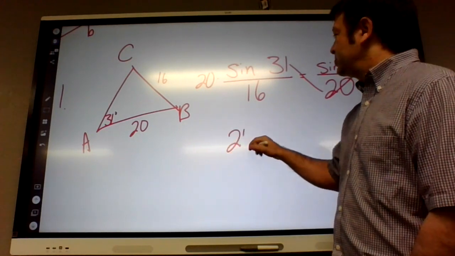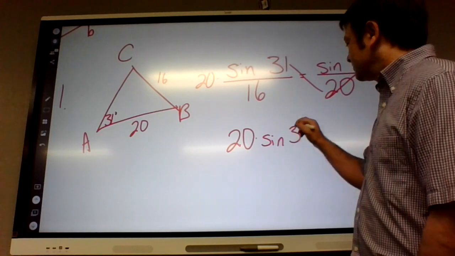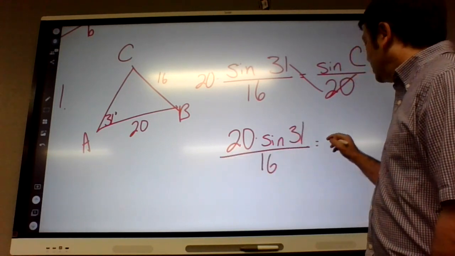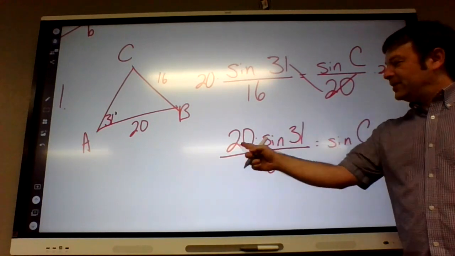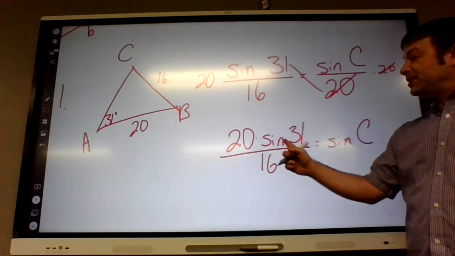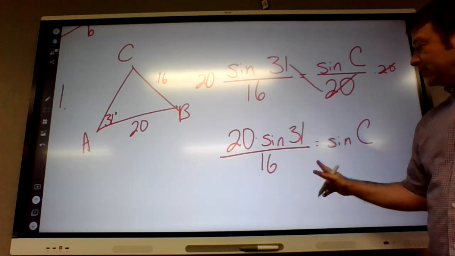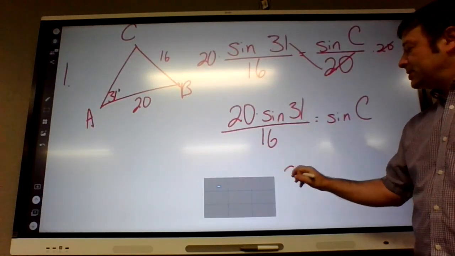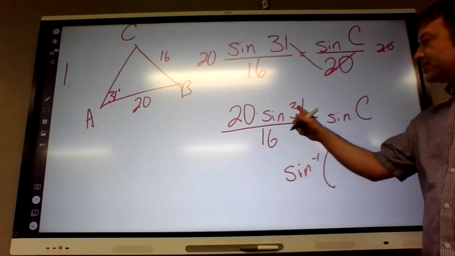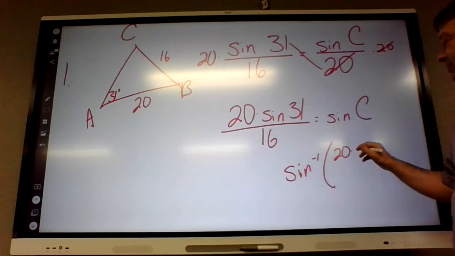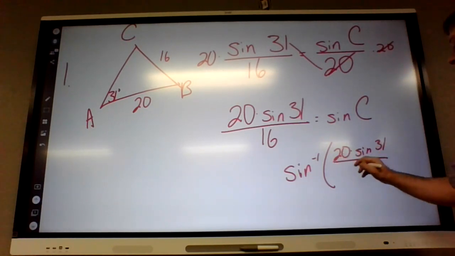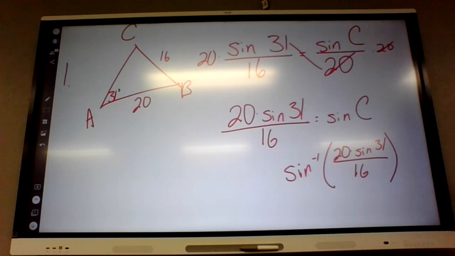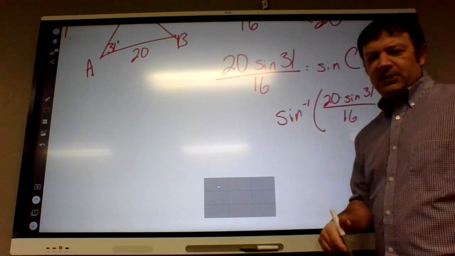Alright. So 20 times sine of 31. Okay. All of this is just some number, right? Sine of 31 just turns into some weird decimal. So really to solve for C, we just need to do sine inverse of whatever that is. I guess you could try and plug it in all at once. That'd be kind of a lot to type in, but that would give us angle C. I got 40. Okay. I don't have the answer sheet.